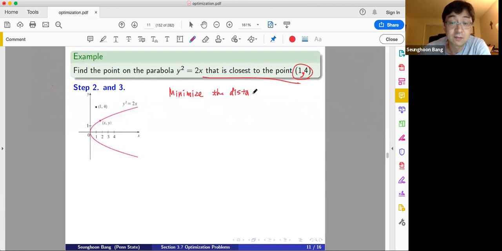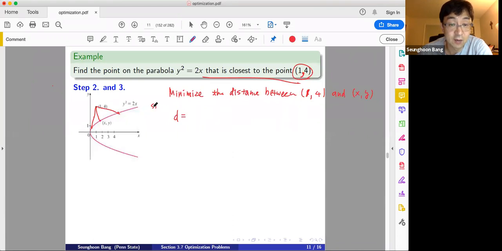the distance between (1, 4) and (x, y). What does it mean? You can choose this point here, this point here, this one. Which length is the smallest one? Then minimize the distance. So what's D? D is this one.